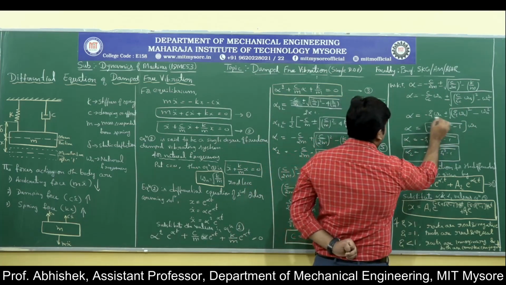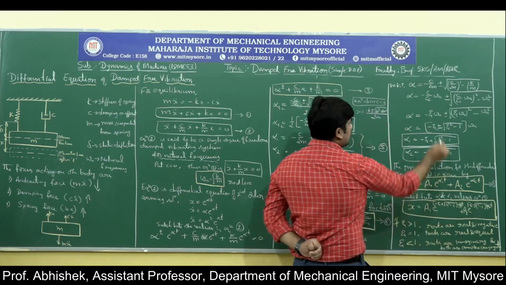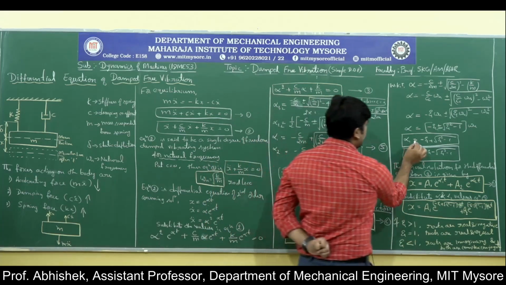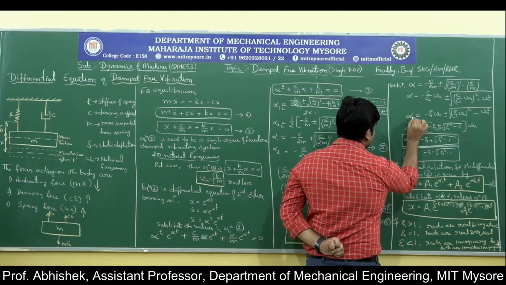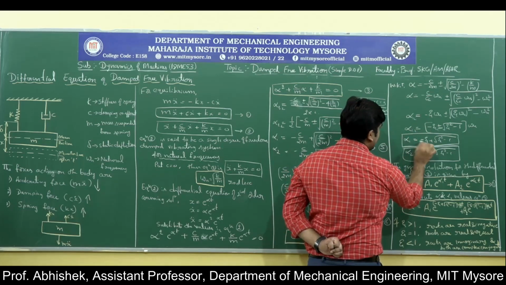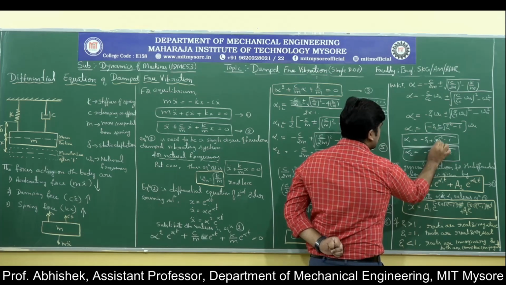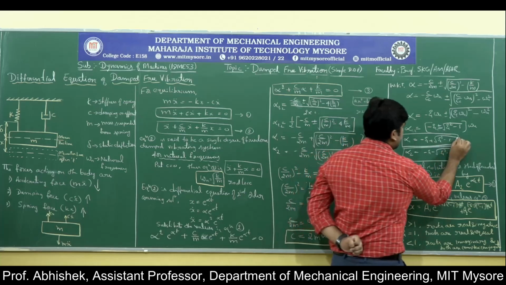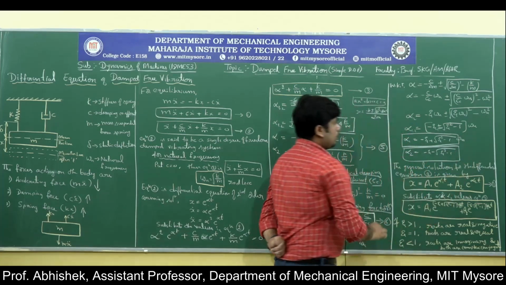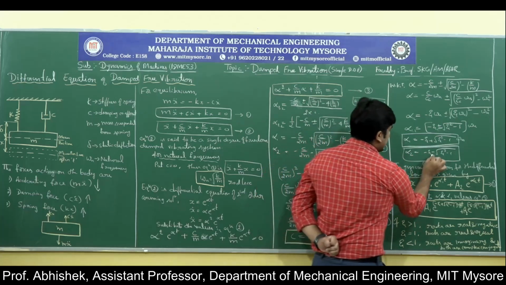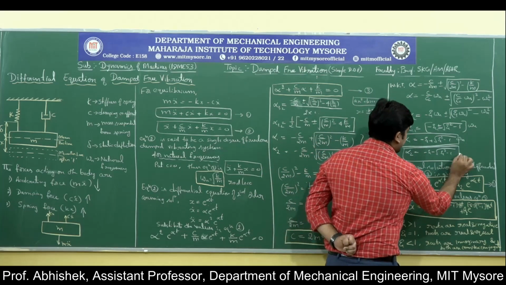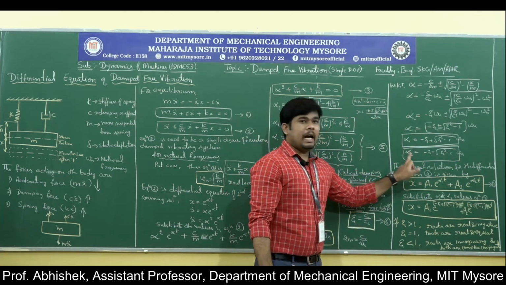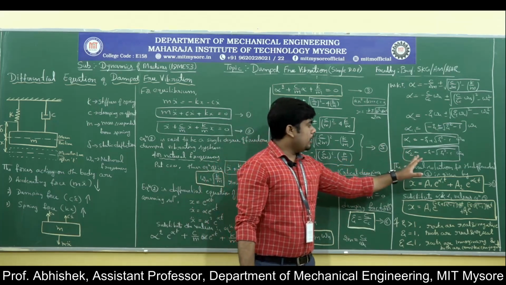Then we have omega n common, so take out the common factor omega n outside. Then you will get alpha 1 is equal to minus zeta plus the square root of zeta square minus 1, into omega n. And alpha 2 is equal to minus zeta minus the square root of zeta square minus 1, into omega n. So these are the values of alpha 1 and alpha 2.